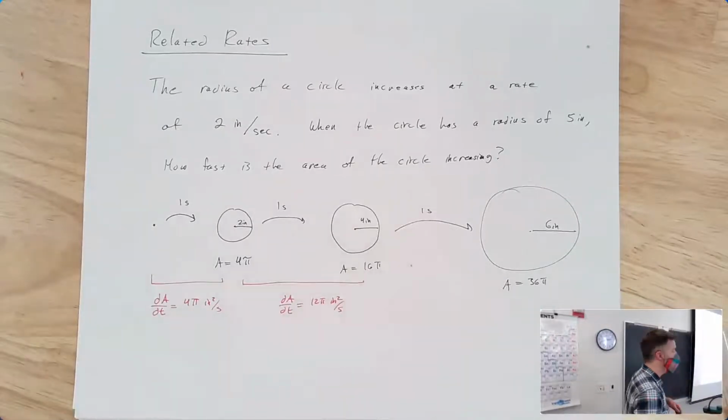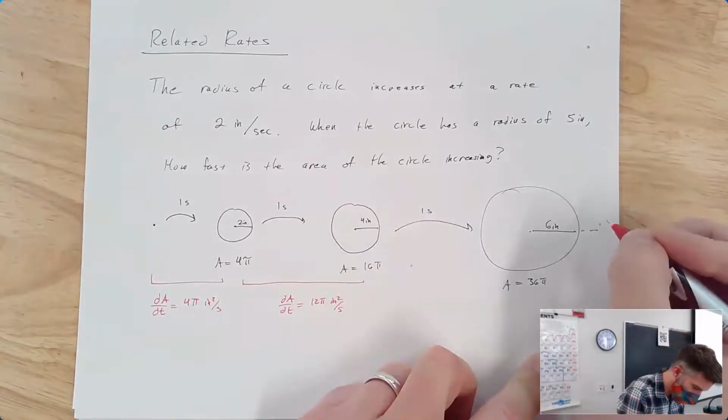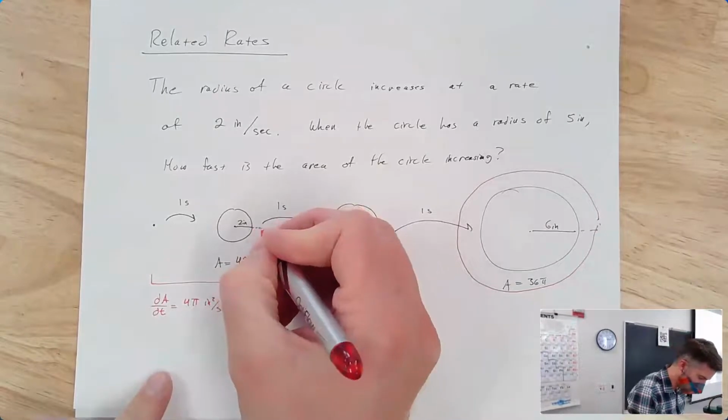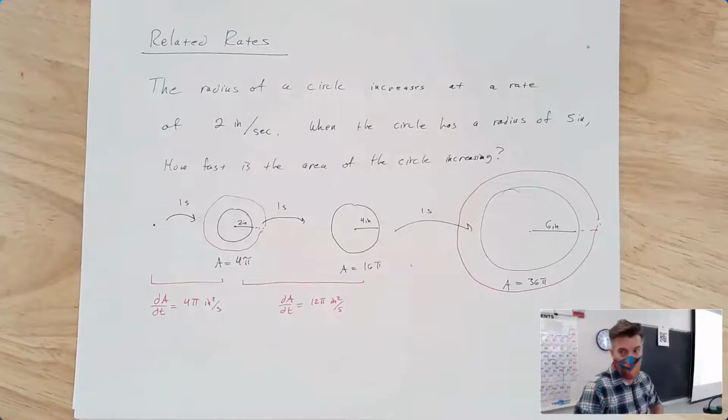So the rate of change of the area of the circle is bigger and bigger as the circle gets bigger and bigger. Every time the circle increases its radius by 2 inches, you're adding a lot more circle at the outer edge. When I increase the circle by another 2 inches, I'm adding a whole lot more out here than I was when I increased this circle by 2 inches. So how do we deal with this? Well, we're going to use some implicit differentiation.